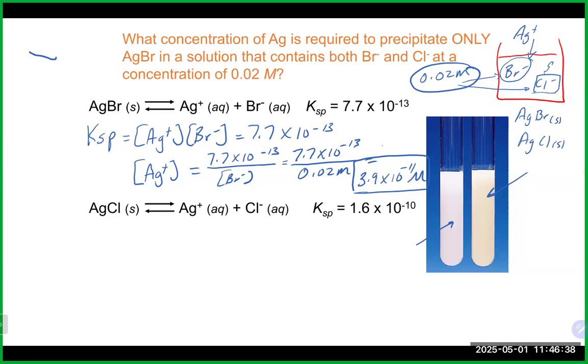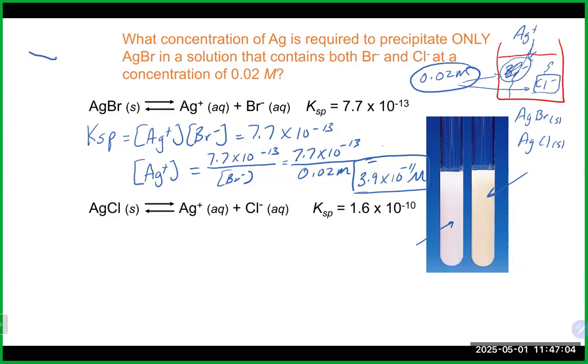So what does this number basically represent? This number represents the minimum amount of silver that you would need to add to this beaker to start to see silver bromide starting to precipitate out. You have to at least have that much concentration of silver to start to see this precipitate out as a solid in this particular case. Any questions on that there?